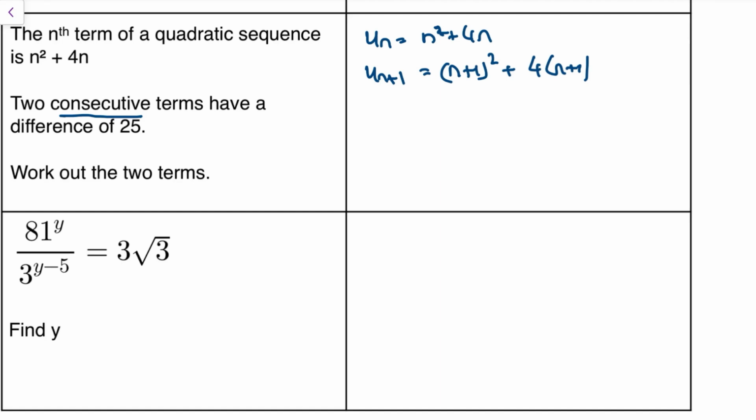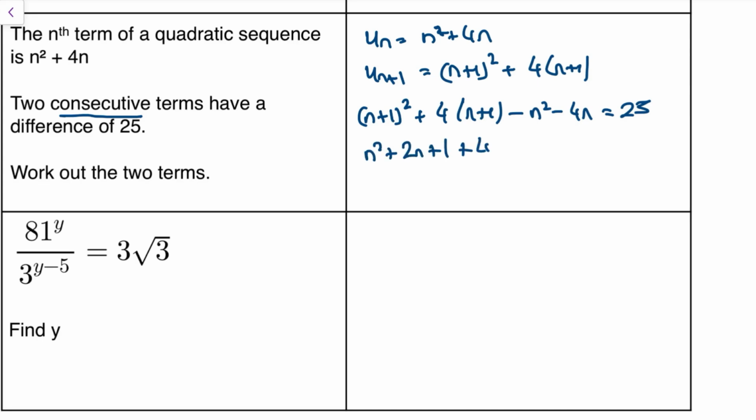So I can set this up, can't I? Now it's going to be big minus small. So in other words, (n plus 1) squared plus 4(n plus 1) minus n squared minus 4n is going to be equal to 25. I'm going to do a bit of maths in one go here. So I'm going to expand all of it in one go. That's going to be n squared plus 2n plus 1 plus 4n plus 4 minus n squared minus 4n is equal to 25. And then very carefully collect.